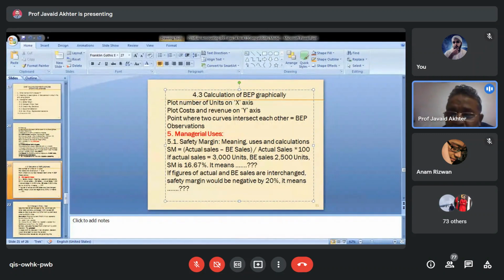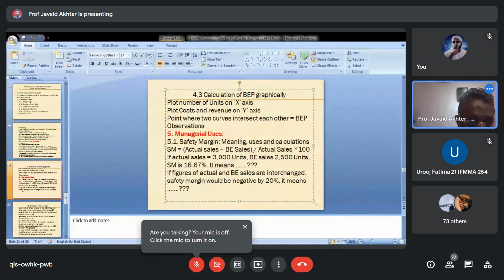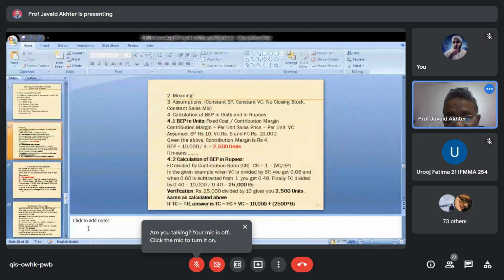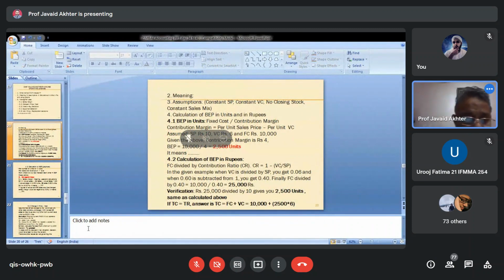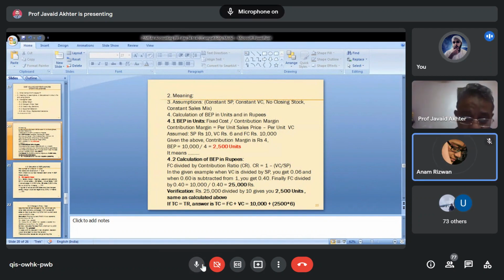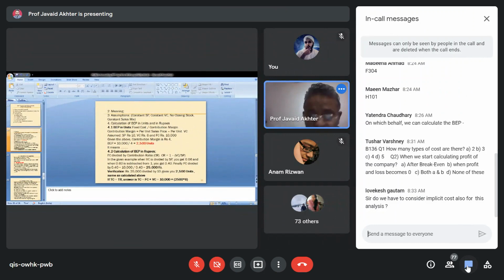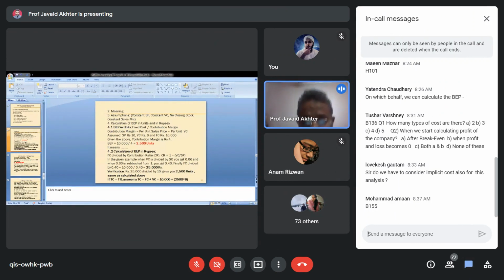Once you have made it, you should also do some observation on Tushar's question. Sir, please show the previous slide. Okay, okay. You all can see the question framed by Tushar. Yes, sir, we can. First make the graph.